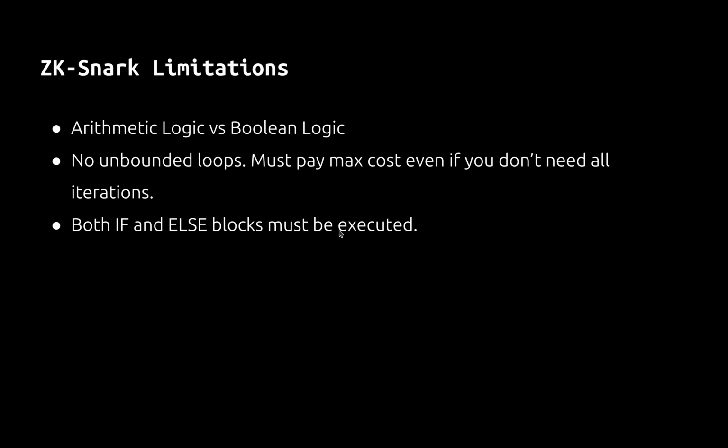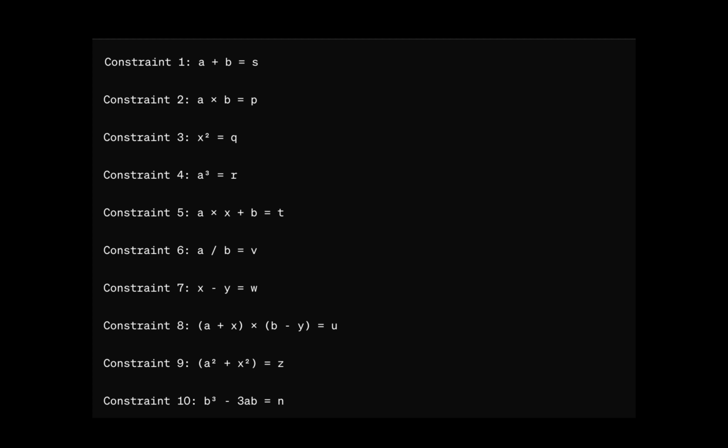So let's talk about some of the limitations. When you actually look at what zk-snarks are doing under the hood, they basically have to be implemented in arithmetic logic, or basically like mathematical statements. So you're not writing in normal Boolean logic, you're not writing normal code. When you create your zk-snark function, you're writing code that kind of looks something like this, like just a bunch of equations, right? And in this example, we've got 10 constraints here.